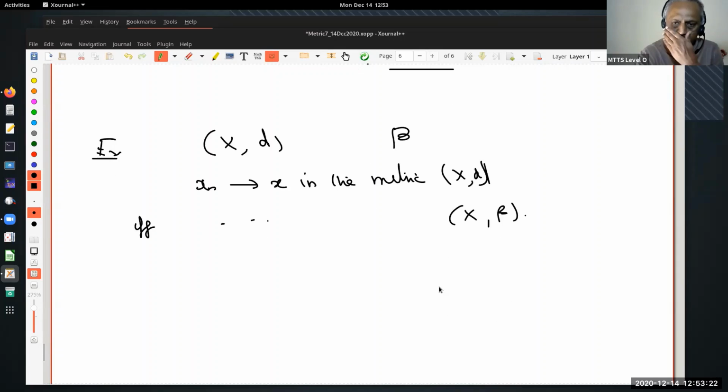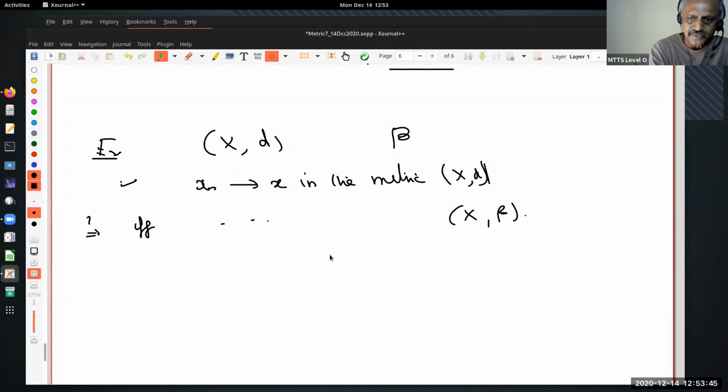That's very obvious. How many of you see that this is obvious? Yes. So what are you going to give me? Suppose I want to show, let's assume one way. Okay, let us assume this, and I want to prove this. The other way around is also easy.